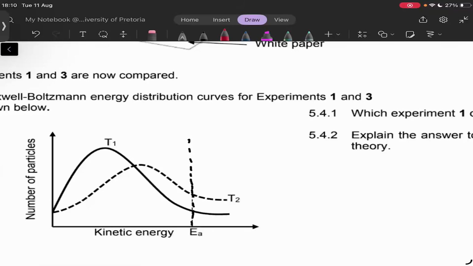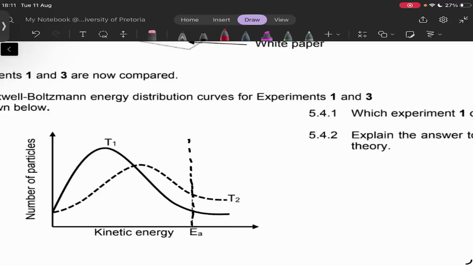So what we should remember is that whenever we have a higher temperature, the kinetic energy of all particles has increased. If you have a higher kinetic energy of all particles, we have more particles with sufficient energy. If they have sufficient energy, they have more than the activation energy, and therefore we have more effective collisions per unit time, or in other words, more successful reactions.